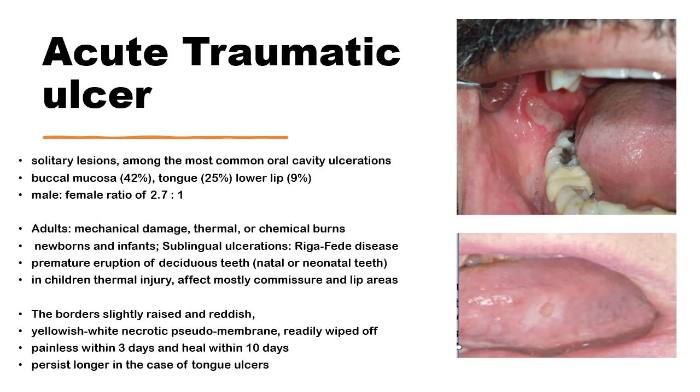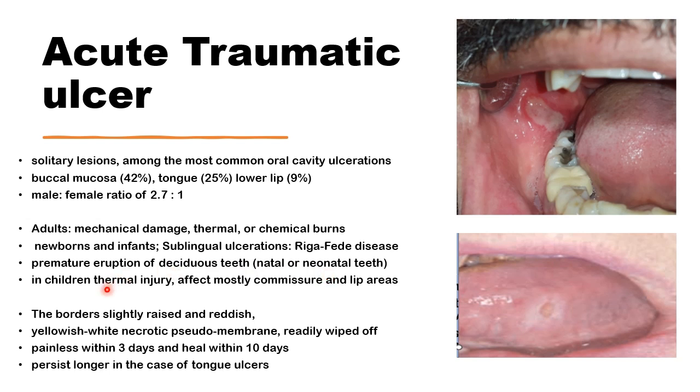Acute traumatic ulcers are among the most common oral cavity ulcerations. They affect mostly the buccal mucosa, followed by the tongue and occasionally the lower lip. They affect males more than females. In adults, they can be caused by mechanical damage, like from a ragged tooth or ill-fitting dentures, or by thermal or chemical burns. In newborns, they are usually in the sublingual area, and they are caused by a premature eruption of deciduous teeth in the natal or the neonatal period.